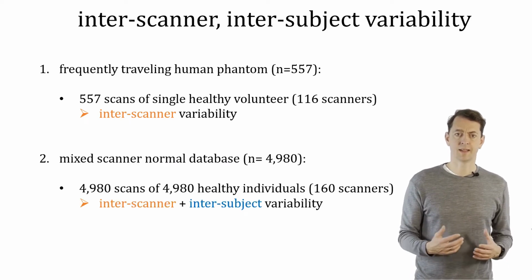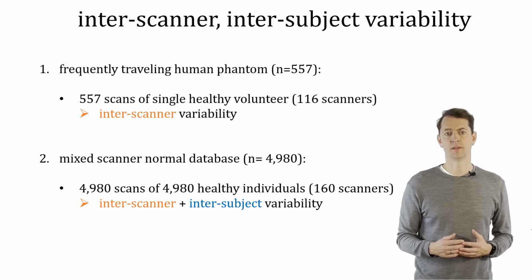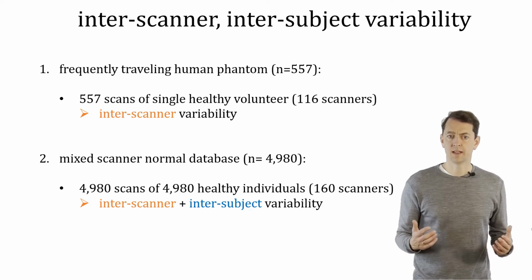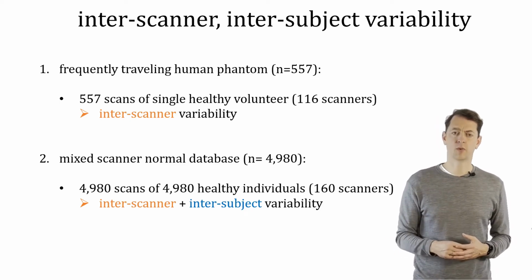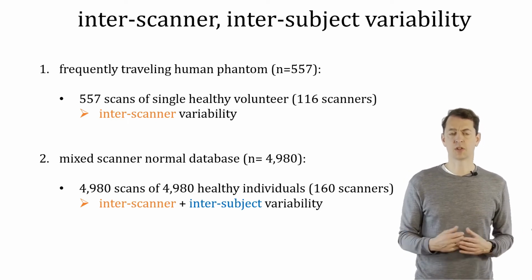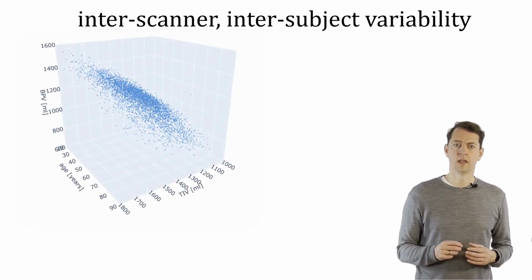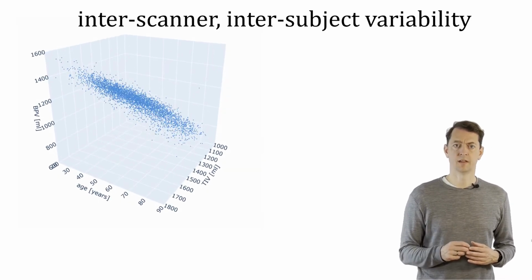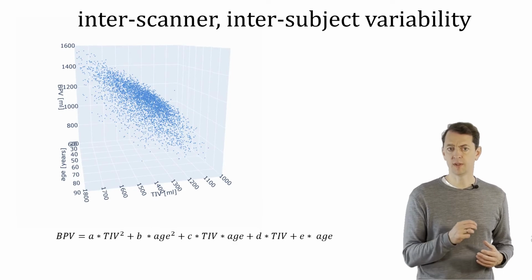Therefore, we analyze a second dataset, which comprises MRI images of nearly 5,000 healthy individuals. And that data was acquired on 160 different scanners. Since the data contains data from different scanners and from different individuals, we can expect that the data reflect the interscanner variability as well as the intersubject variability. To estimate the intersubject and the interscanner variability, we first should remove the influence of the nuisance variables age and head size. For this, the brain volume is modeled with a bivariate quadratic function with age and TIV as variables.